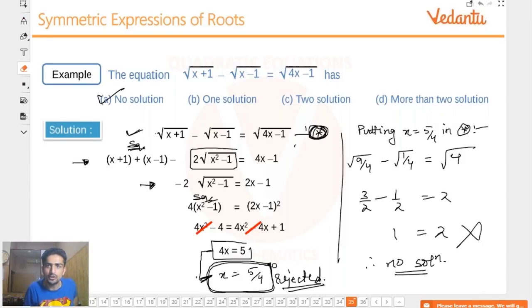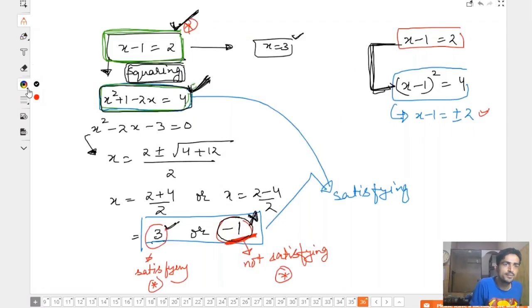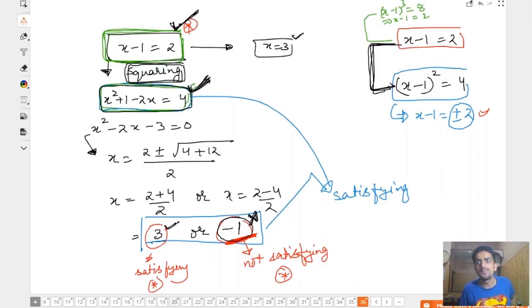But it doesn't happen with cubes. It happens with only even powers, because even power creates the plus minus thing, no? Had we taken cube here, we get this, and this implies x minus 1 equal to 2 only. It's only even power which when removed gives me the plus minus thing. So only squaring will create problem. Cubes will not create that problem.